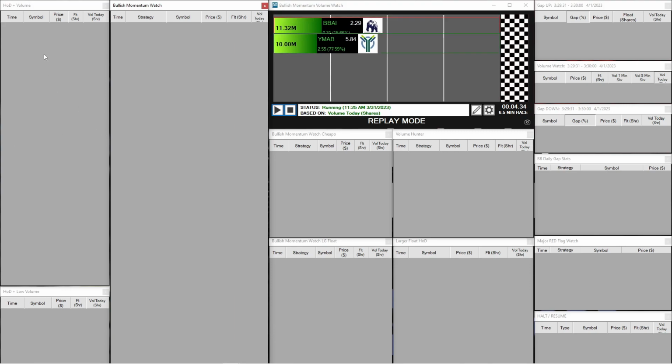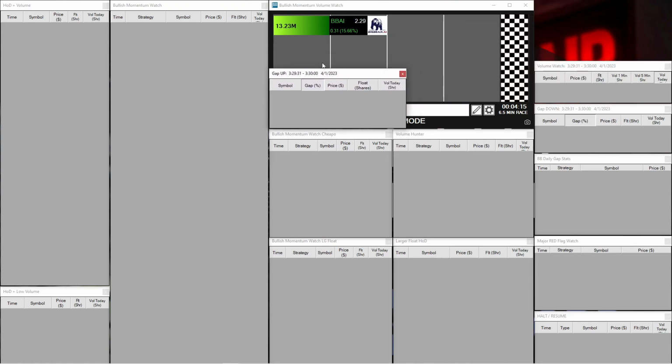So, high of day plus volume, bullish momentum watch. This is our bullish momentum volume race. That's where my eyes will go first. When I first get onto the computer, first get onto trading, this is where my eyes go first. Second, I'm going to look at our gap up list. This is our gap up list here in the top right hand corner.